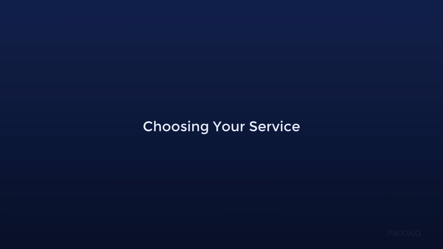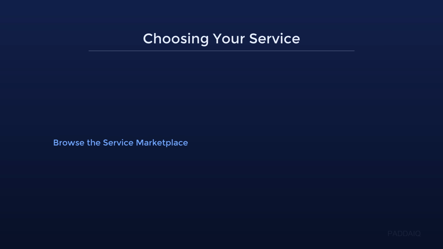Choosing your service. Browse the service marketplace. This means exploring SAP's central catalog where all available services are listed and described. For instance, if your company needs to add document processing to an app, you can find and enable the AI-based document information extraction service here. This is your starting point to discover and activate the exact capabilities you need.